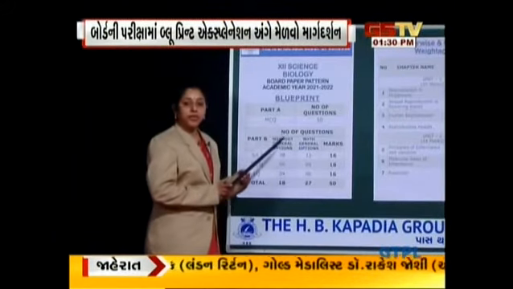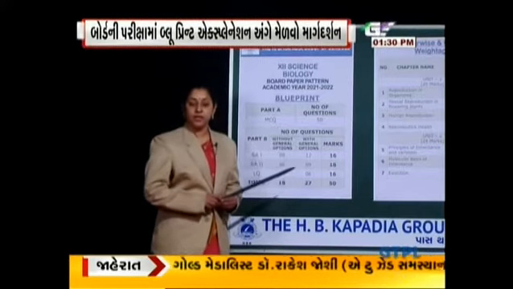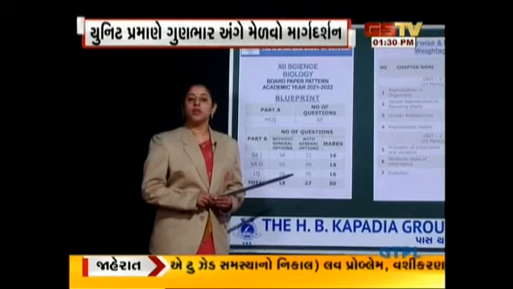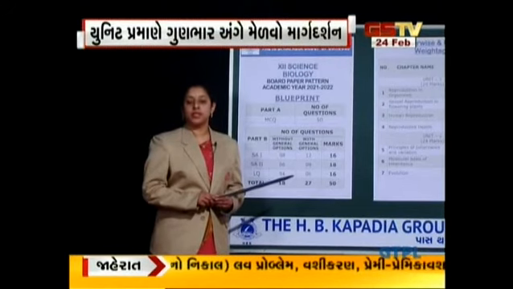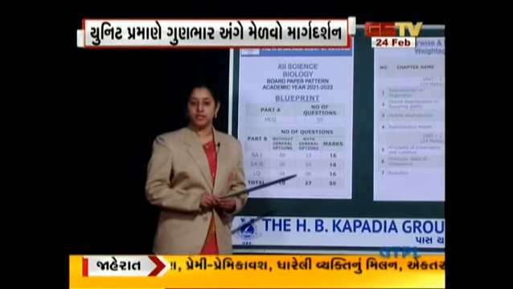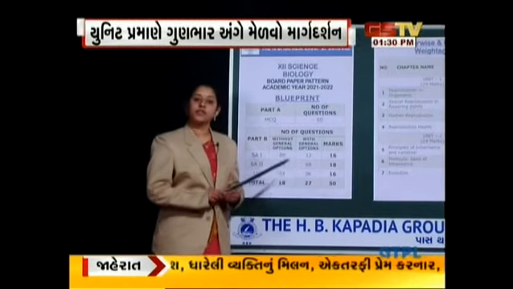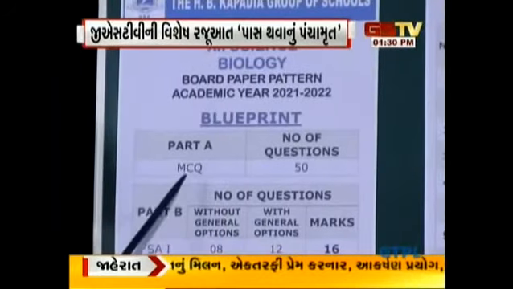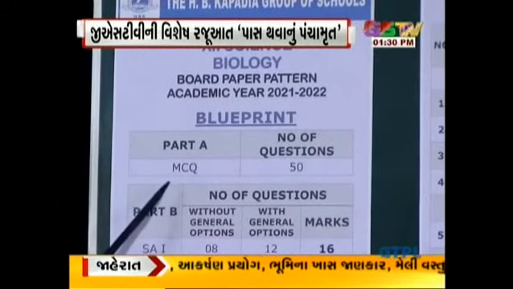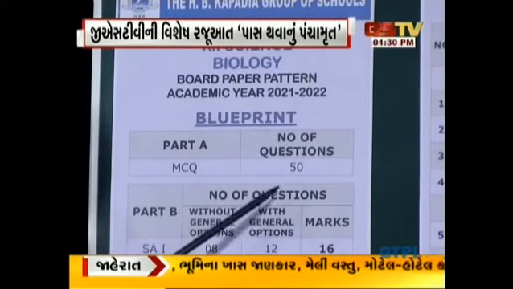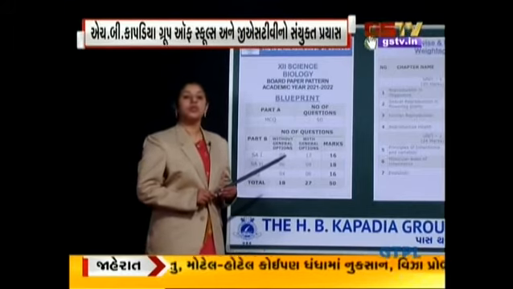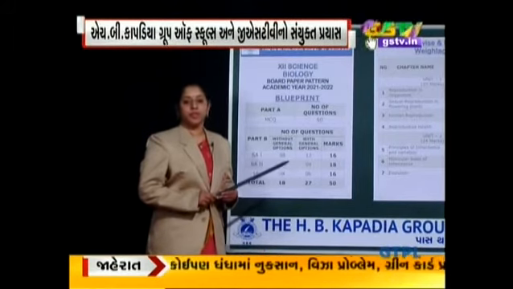The 12th science biology question paper consists of two parts, that is part A and part B. The total allotted marks for this subject is 100 marks and the total time duration is 3 hours. Now we will do the detailed discussion of each part. First of all, part A. Part A is multiple choice questions. There are total 50 questions. Each question carries 1 mark. So the allotted total mark is 50.